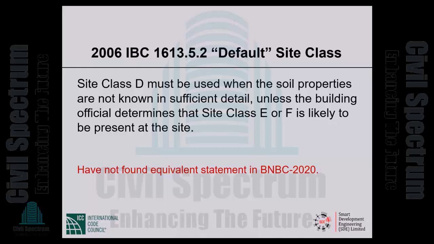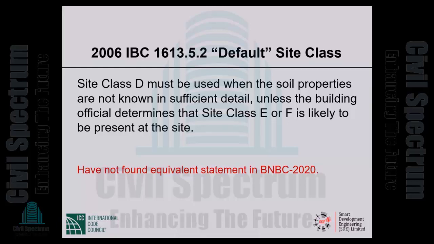Okay, so back in the days of 2006 IBC, this was the language in the code. Site class D must be used when the soil properties are not known in sufficient detail, unless the building official determines that site class C or F is likely to be present at the site.